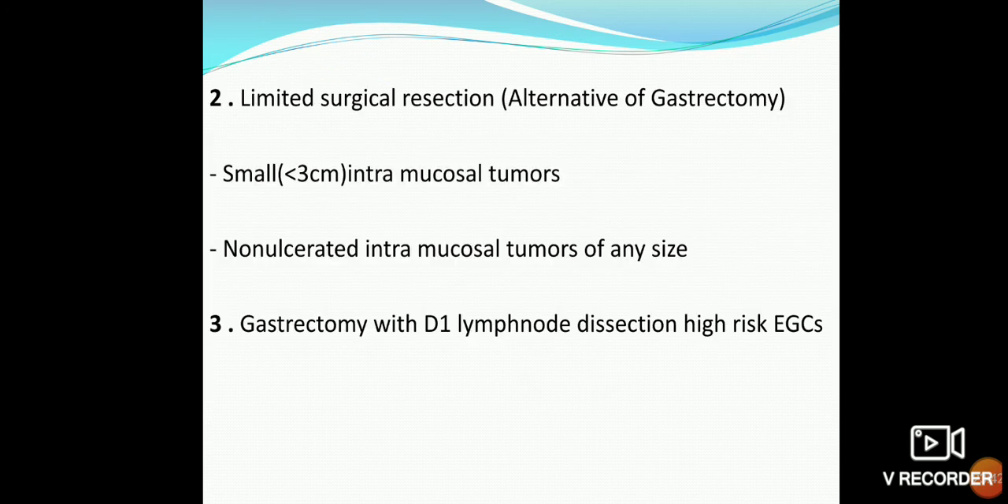The second option is limited surgical resection. It is an alternative to gastrectomy. When we cannot do a gastrectomy, we go for limited surgical resection, which is used in small intramucosal tumors less than 3 cm, or non-ulcerated intramucosal tumors of any size, but not infiltrating the muscularis propria or muscularis mucosa. The third option is gastrectomy with D1 lymph node dissection in high-risk cases. It is always done in high-risk cases of early gastric carcinoma.